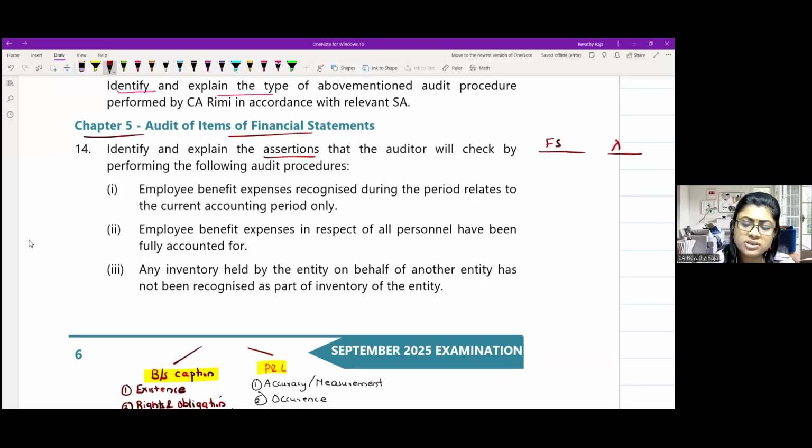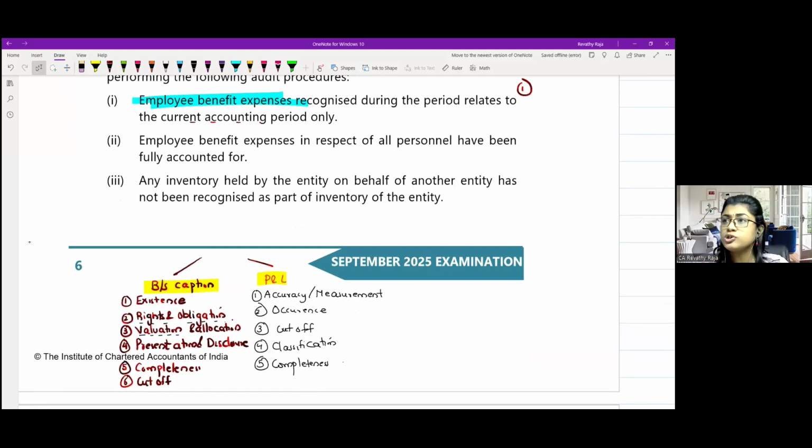So put a heading, FS assertion. Now directly start. Employee benefit expenses recognized during the year relate to the current year only. Employee benefit expense means P&L, belongs to the current year. May I know which assertion? Belongs to the current year in P&L: it is cut off. Occurrence means taken place, but they have asked current year only, year, period. So the first one is cut off. Now you will explain: the auditor will check the cutoff to ensure whether all the expenses incurred during the period belong to the current year. You have to explain in 1 or 2 sentences.